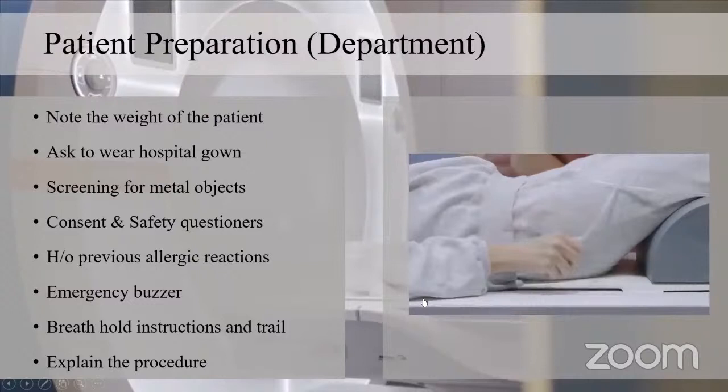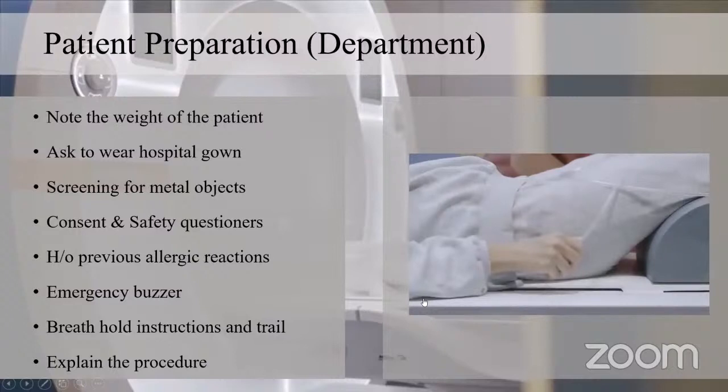Breath-hold instructions and trials. This is very important, because the sequences we are using for the abdomen will be with breath-hold and without breath-hold also. So there will be many sequences with the breath-hold action. For a breath-hold sequence we have to inform the patient that the patient has to hold the breath once we give the instructions. After that, if you give a trial, it will be very good.